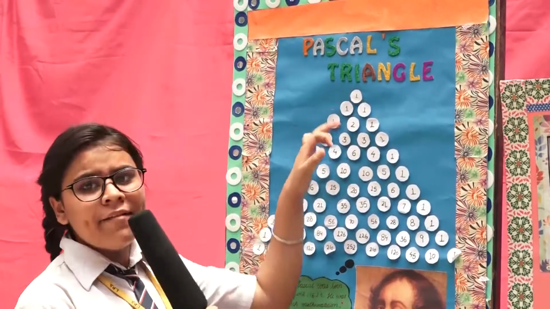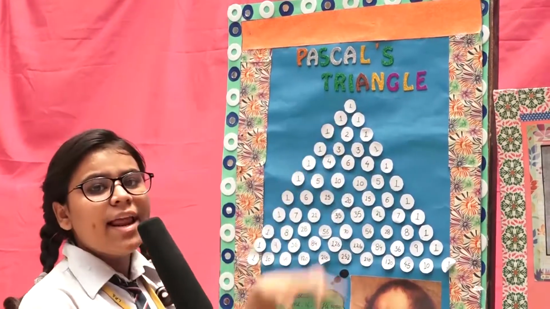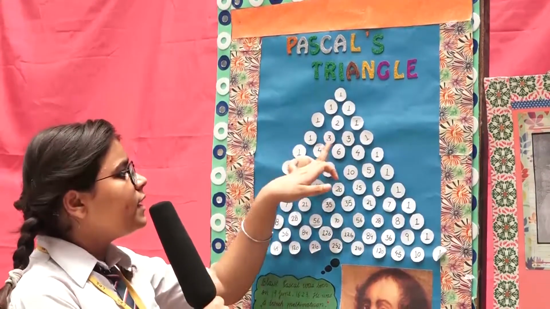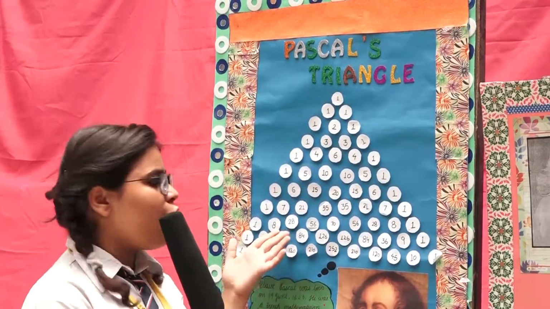As we can see, 11 raised to power 0 is 1, 11 raised to power 1 is 11, 11 raised to power 2 is 1 2 1, 11 raised to power 3 is 1 3 3 1, 11 raised to power 4 is 1 4 6 4 1, and so on.